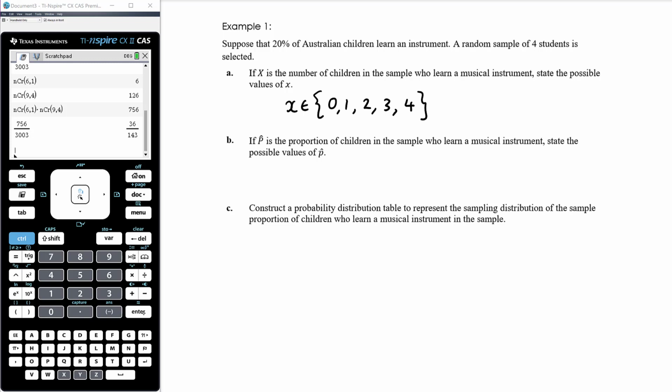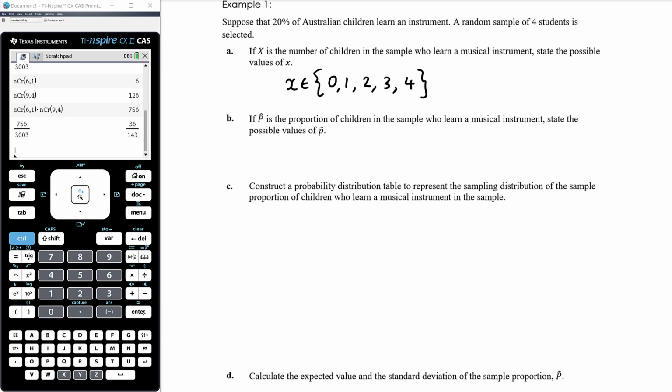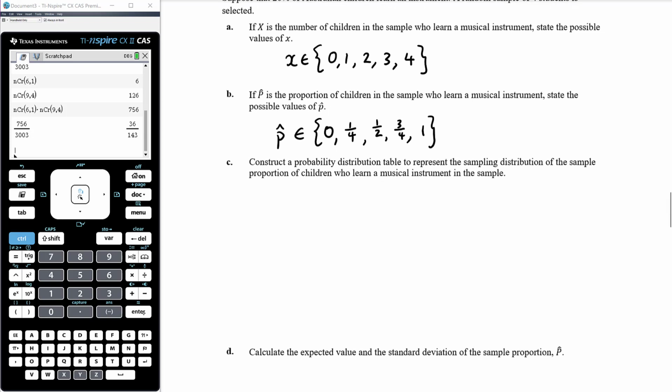And then if p hat is the proportion of children in the sample who learn a musical instrument, state the possible values of p hat. Okay, so p hat could be, now if no children in the sample learn a musical instrument, then the proportion is 0 out of 4, so that's still 0. If one child learns a musical instrument, that's 1 out of 4, which is a proportion of a quarter. 2 quarters, which is half. 3 quarters, or 4 out of 4, which is a proportion of 1. Okay, so those are the possible values for our sample proportion.